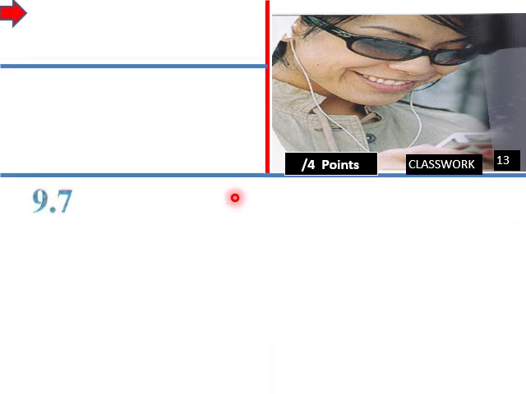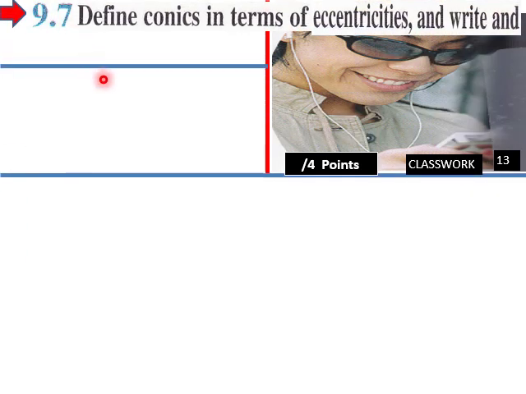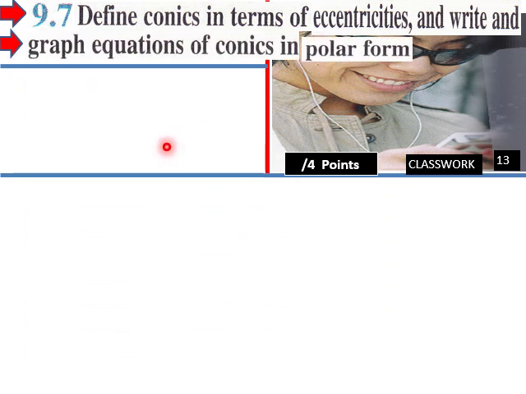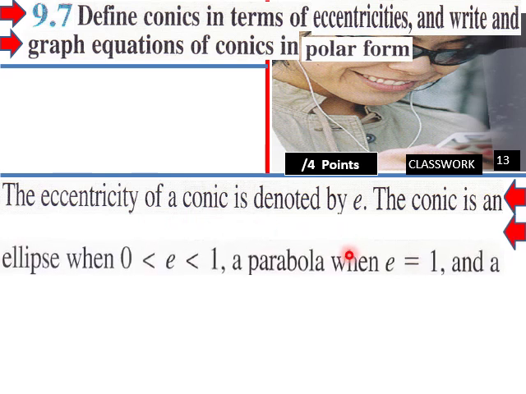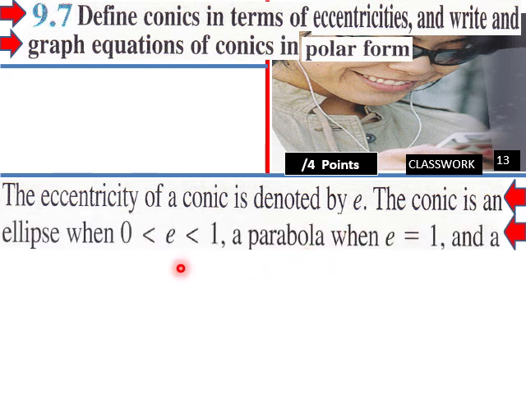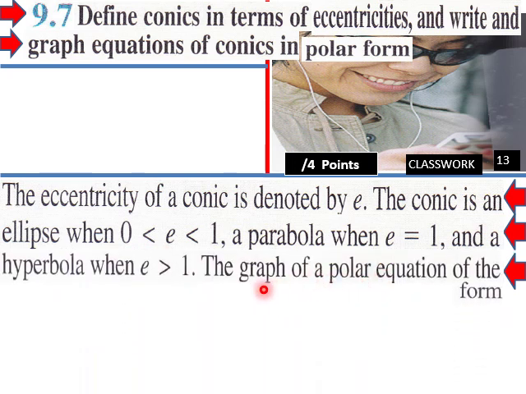And then moving right along here, we have 9.7. Define conics in terms of eccentricities and write and graph equations of conics in polar form. So the eccentricity of a conic is denoted by E. The conic is an ellipse when 0 is less than E is less than 1, a parabola when E equals 1, and a hyperbola when E is greater than 1.